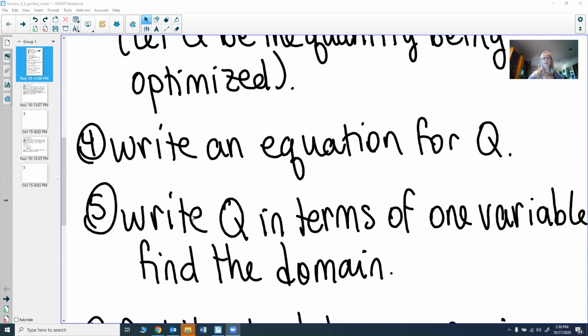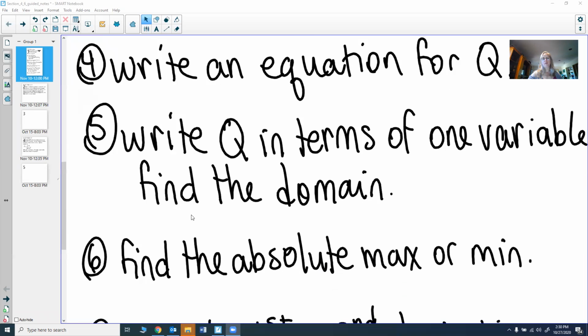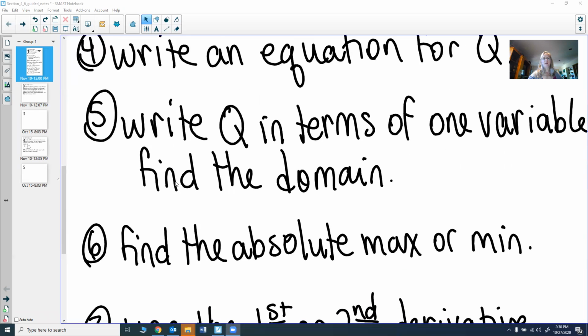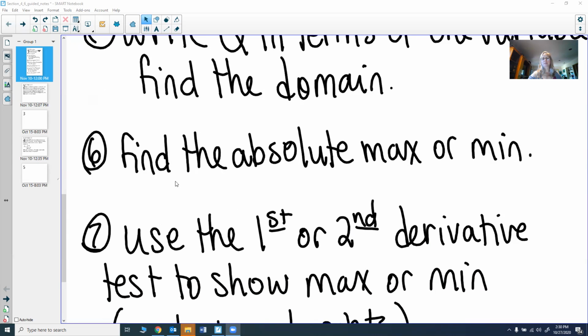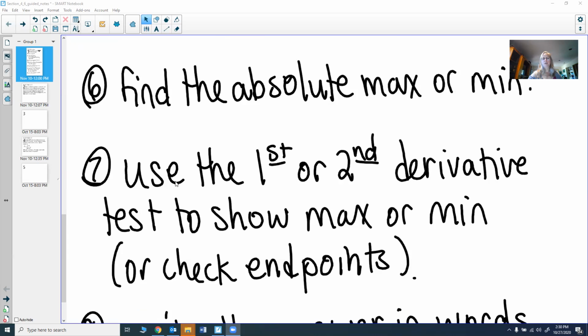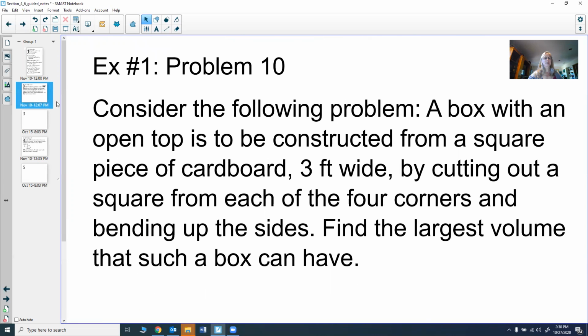You're going to look to find the domain of that quantity, or of all your functions that you have, all the variables you have in there. And then you're going to find your absolute max or min, especially if you're in a closed domain, you can do that. You can use the first or second derivative test to show what your max and min is. You can check your endpoints. And then you're going to write your answers in some kind of words. Because you started with words, you should end with words. So let's take some examples.